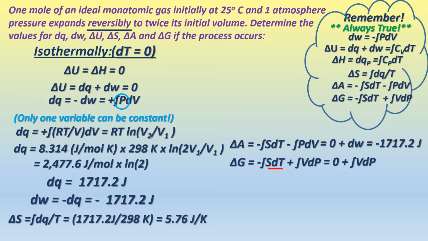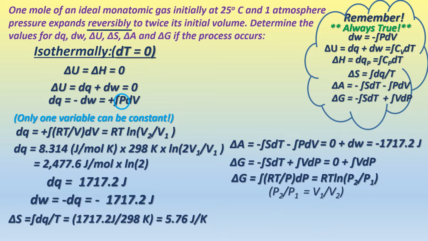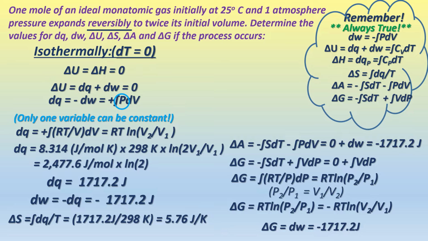In this case, once again, the fact that we're dealing with an ideal gas comes in handy. The integral of VdP, since V cannot be constant, winds up being RT over P dP, or RT times the log of P2 over P1. Since I have an ideal gas, P2 over P1 is going to be equal to V1 over V2. Put it another way, the log of P2 over P1 is minus the log of V2 over V1, or delta G is also going to be equal to work, minus 1,717 joules under these conditions.